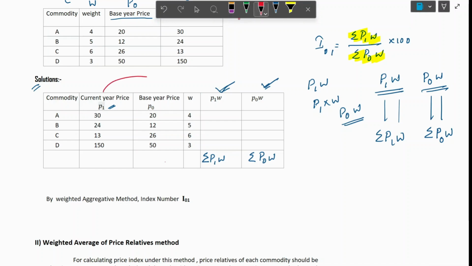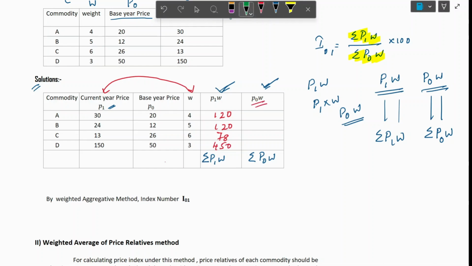Here, P1 and W are multiplying. 30 into 4, that is 120. Here, 24 into 5, again 120. This way, you continue to fill this column. Next, 13 into 6, that is 78. Here, 150 into 3, that is 450. First column completed.